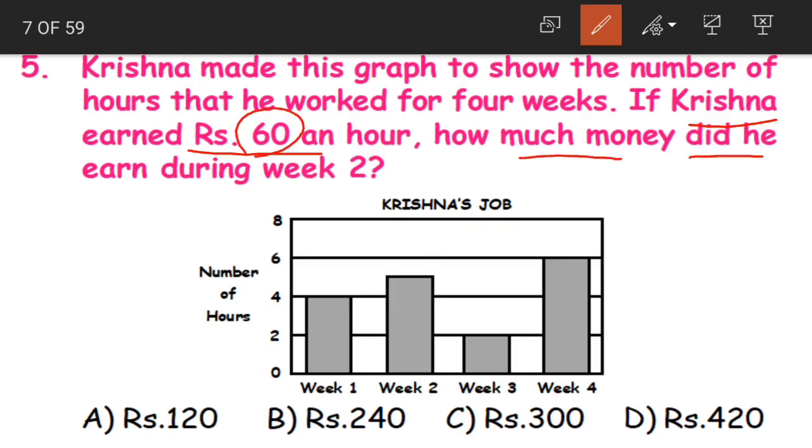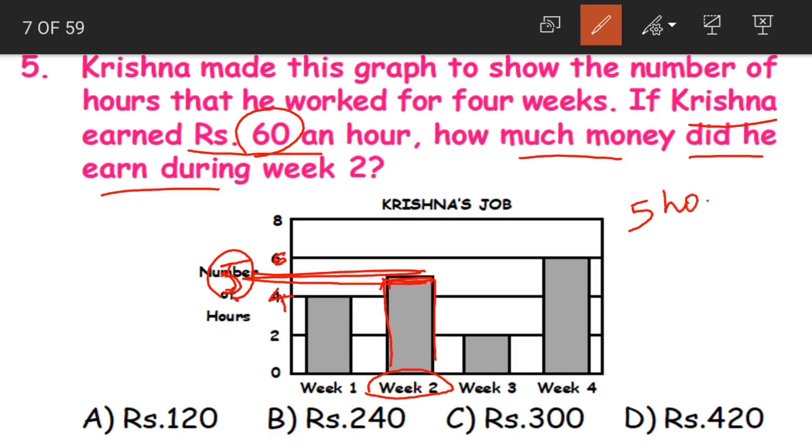Now how much money did he earn during week 2? In week 2, how many hours did he work, children? He worked for 5 hours. See here we have 4 and we have 6. The bar graph here is in the middle. What comes in between 4 and 6? 5. So Krishna worked for 5 hours in week 2.